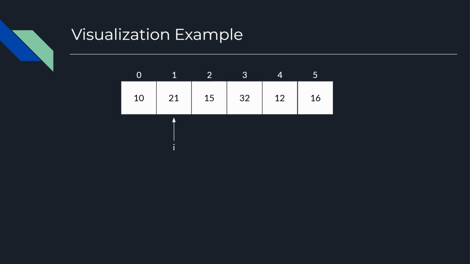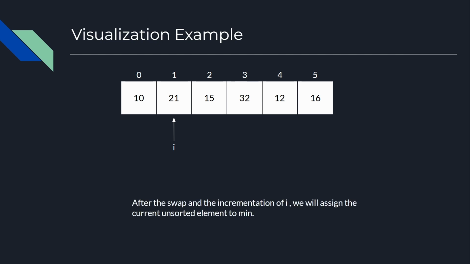Now, after the incrementation of i, we can see that i is now pointing to 21. Now, we will assign minimum to 21 and also the minimum index to the index of 21. After that, we will use the inner loop and the index j to iterate until the end of the array to find the smallest element.